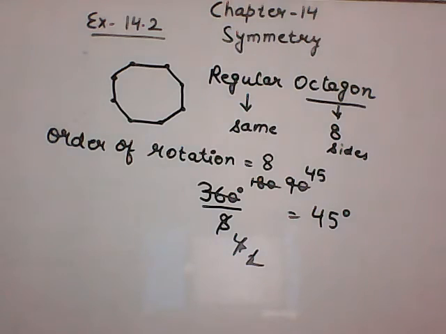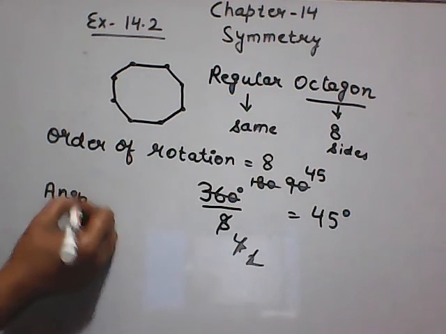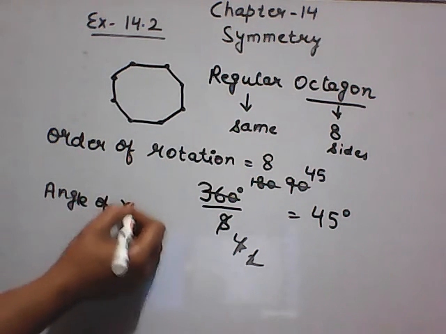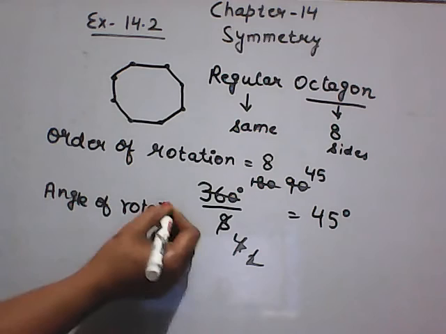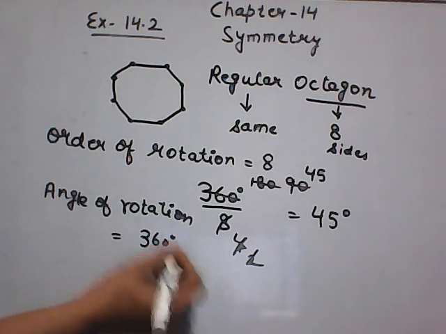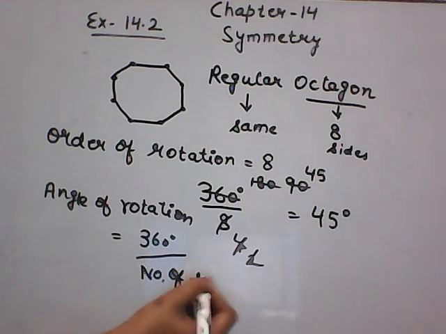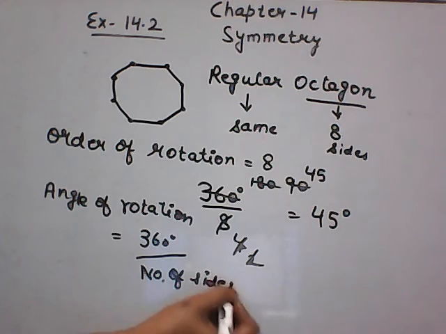How can we find the angle of rotation? Angle of rotation can be found by 360 degrees divided by the number of sides. How many sides are in a regular octagon? 8. So 360 divided by 8. In this way we can find the angle of rotation.